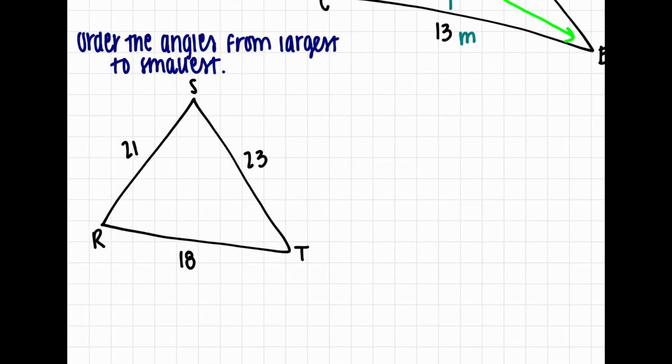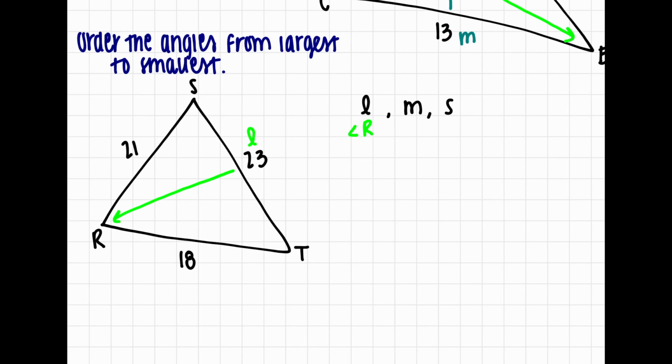So this last example, I'm asking you to order the angles from largest to smallest. So we're going to start off with the largest angle, then go to the middle or medium, and finally end at the smallest angle. So when I look here at my triangle, I need to look for the largest angle first. So I look for the largest side, which is 23. I'm going to label it with an L. I draw my arrow across. That tells me that angle R is going to be my largest angle.